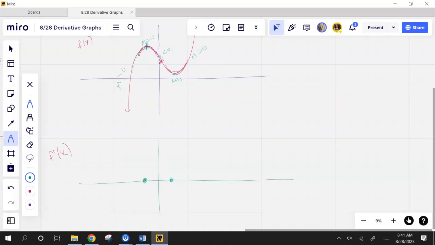But I'm okay right now with you just recognizing that this is the graph of a parabola. It does something like that. Okay, so I know that from between here and here, I'm going to be above the x-axis because it's positive, right? Why?